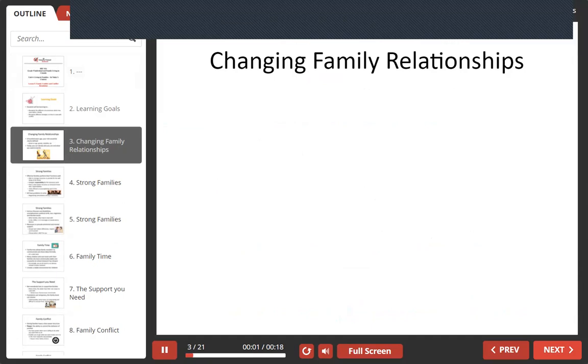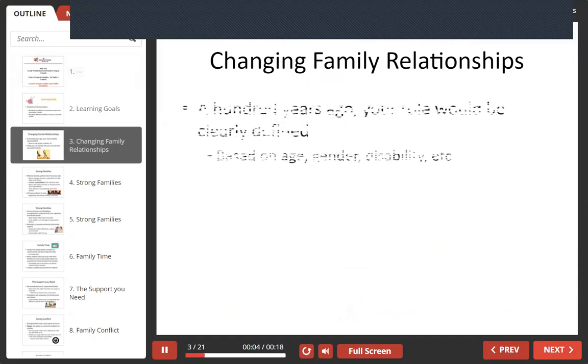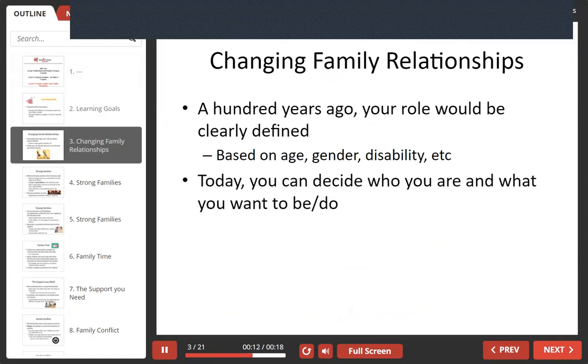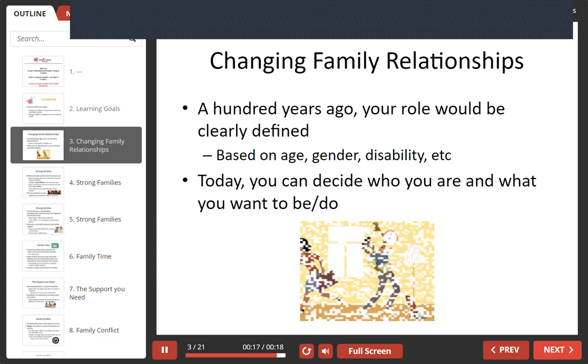Over time, family relationships have changed. 100 years ago, your role would be clearly defined based on your age, gender, disability, etc. Today, you can decide who you are and what you want to be or do.